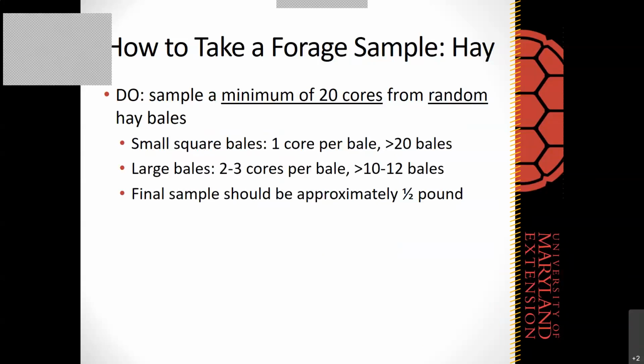We also want to take a lot of different cores from random bales. We usually suggest a minimum of 20. It can be obviously a little bit more tedious. But the reason we do this is because there is a lot of variation between different hay bales, depending on different sites of the field, how the machinery was working, how the weather was maybe drying the samples a little bit differently, and just general variability.